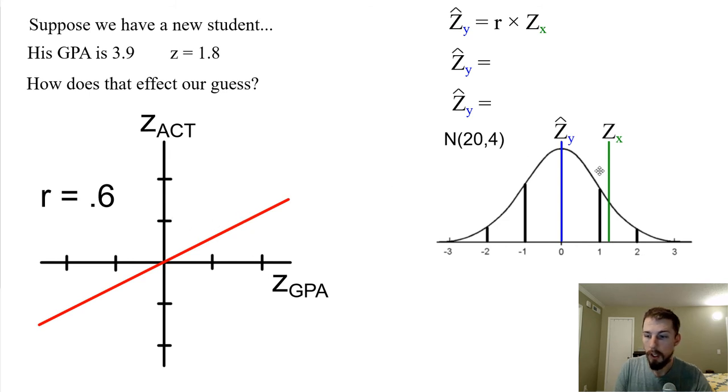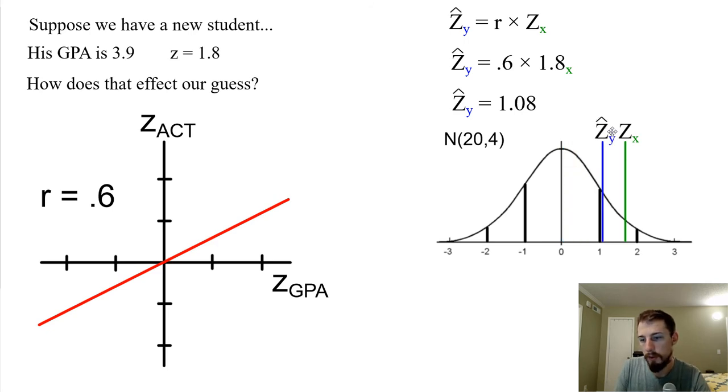So 1.8 standard deviations for the GPA here. We're going to multiply 0.6 times the 1.8, which is going to be 1.08. So that allows us to deviate in the same direction, because it's a positive association, to about 1.08. It's how strong the association is that allows us to pull with that proportional amount to predict values that far away from the mean.